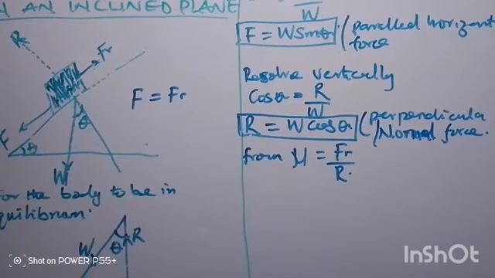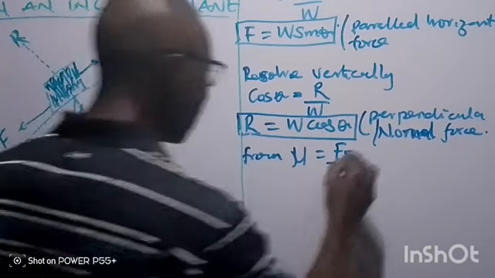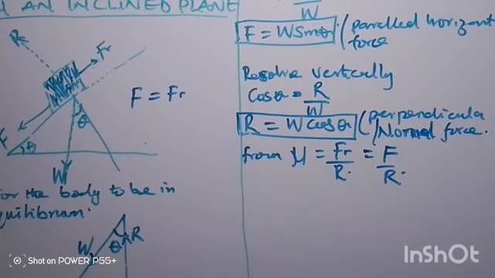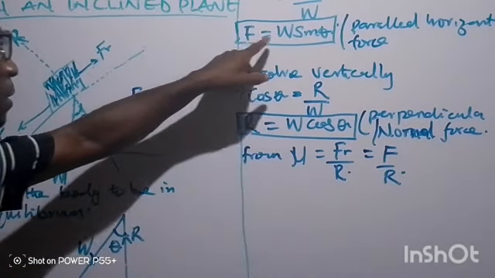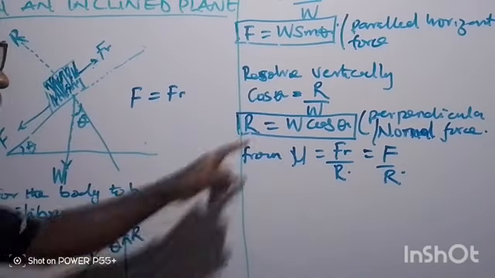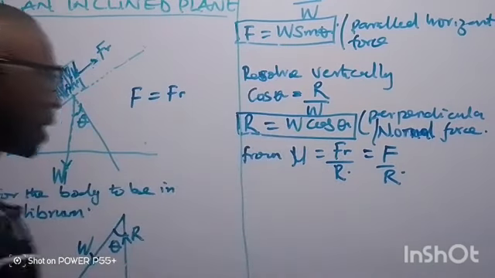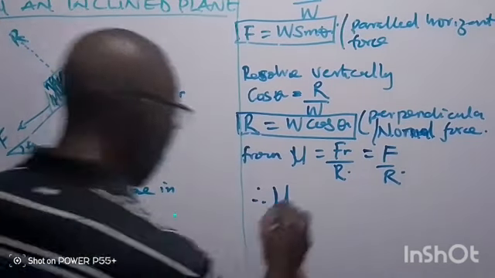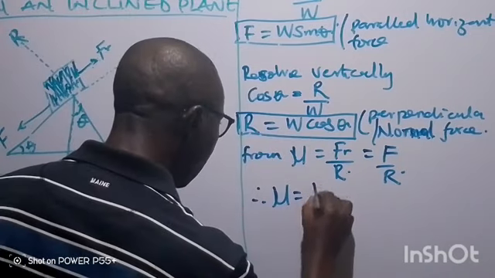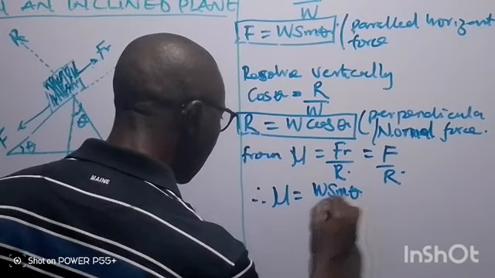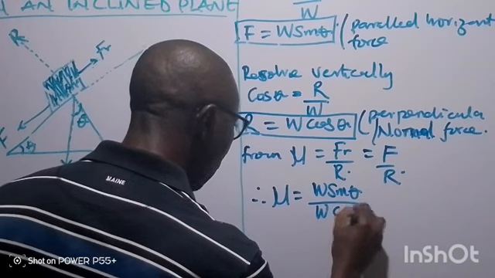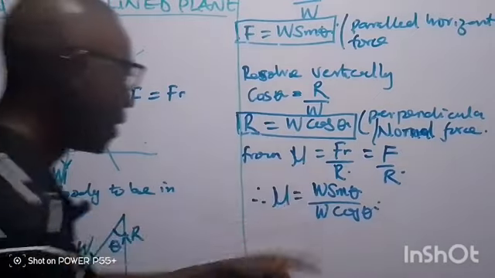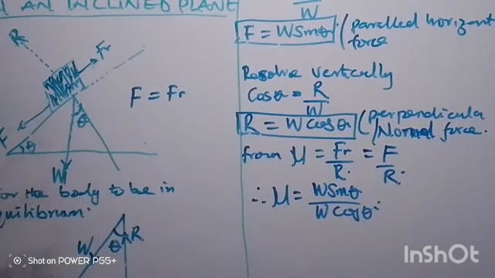If that is the case, we can now say this one also can be F over R. And from what we have seen on the board, our F is what? W sine theta. And our R is what? W cos theta. So we can now say, therefore, the coefficient of friction will give us W sine theta over W cos theta. And don't forget, W is the weight of the object placed on an inclined plane.